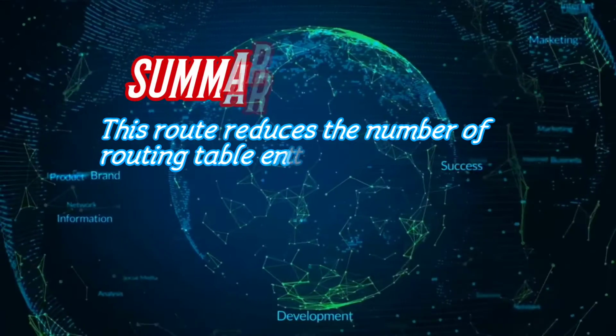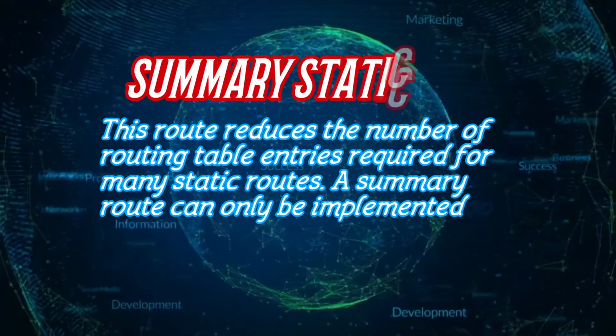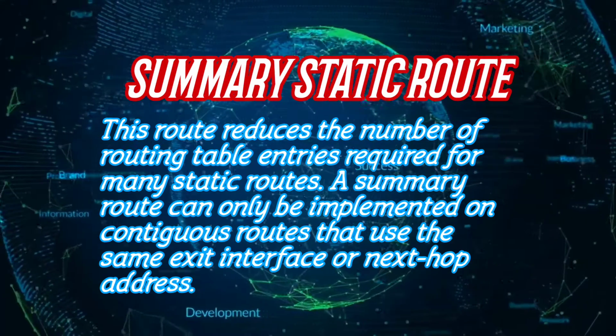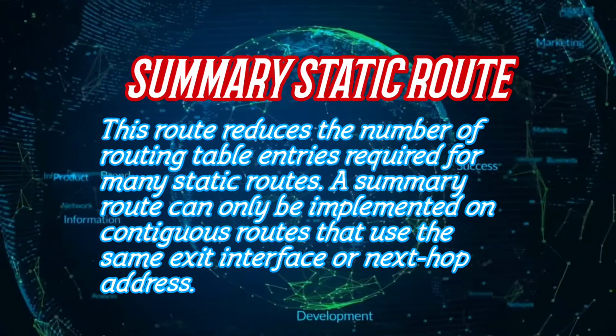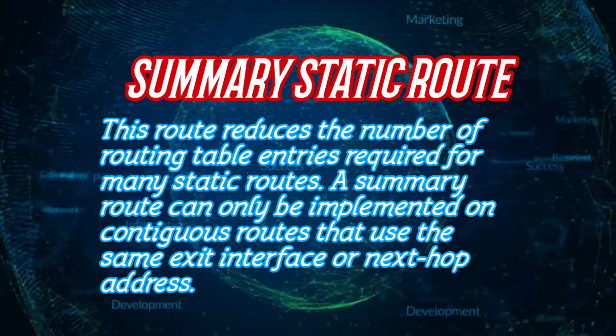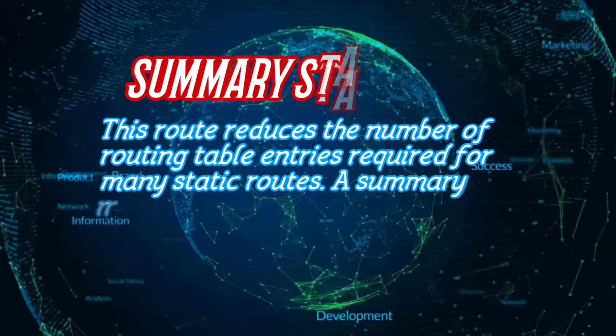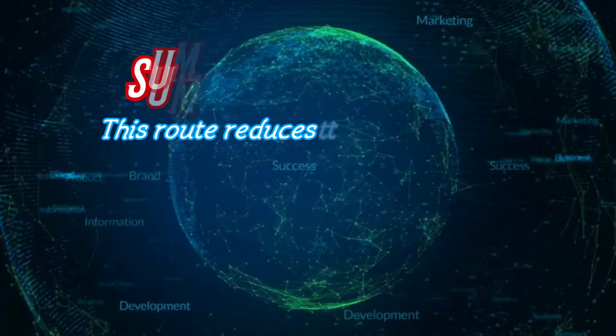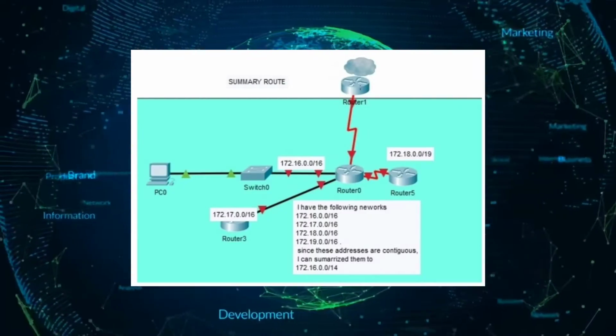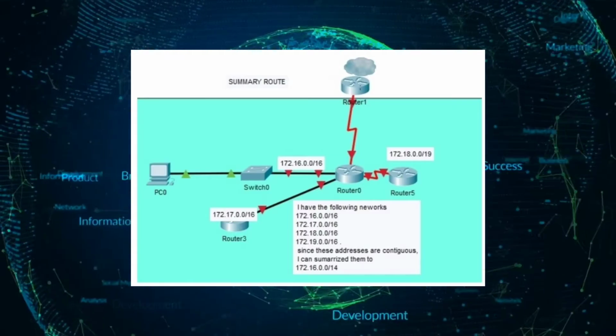So now let's move on to summary route. This route reduces the number of routing table entries required for many static routes. A summary route can only be implemented on contiguous routes that use the same exit interface or next hop address. And here is an example figure of summary route.